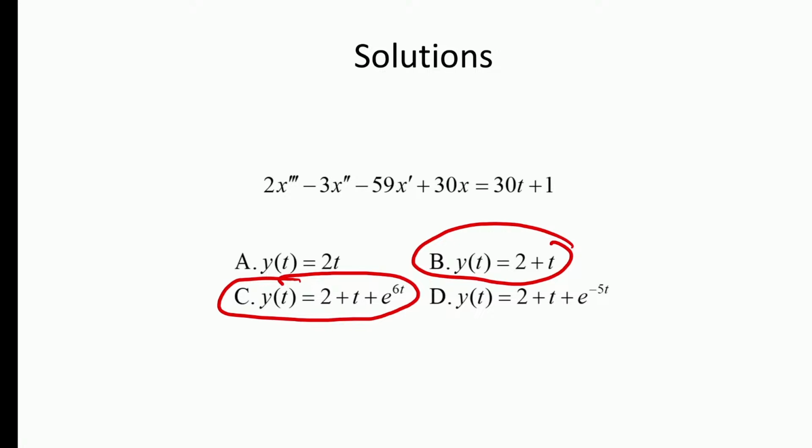Oh, interesting. No, it's supposed to be x of t. Yeah, good point. Sorry about that. I mixed my dependent variables, didn't I? These should be x of t. Those are all x's. Just make them into x's. There.